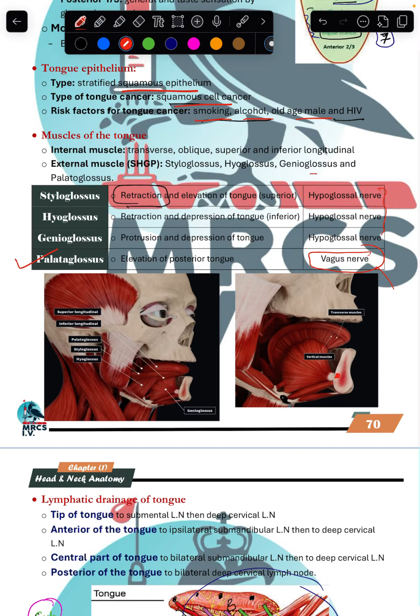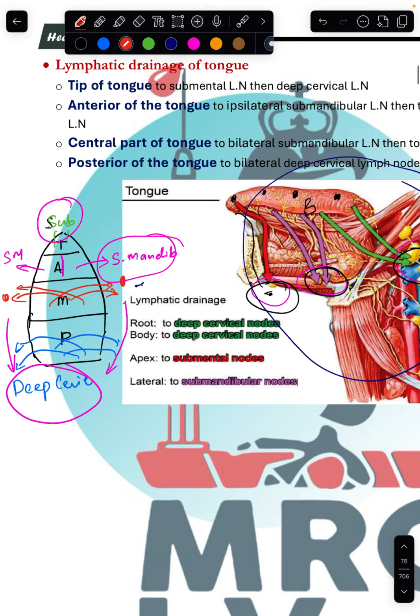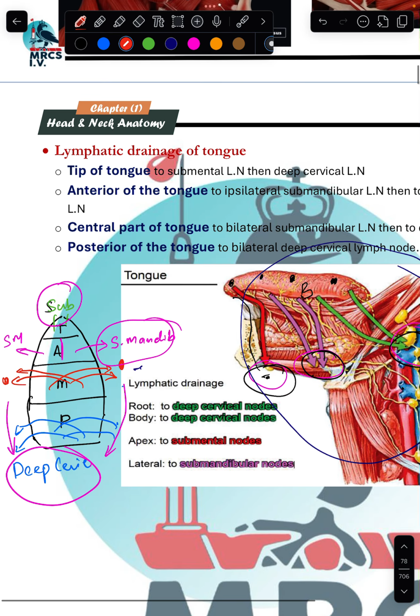Genioglossus arises from the anterior part of the mandible, so it helps protrude the tongue outside. So genioglossus is protrusion of the tongue. The rest of the muscles do elevation, posture, and everything. The important part is lymphatic drainage.